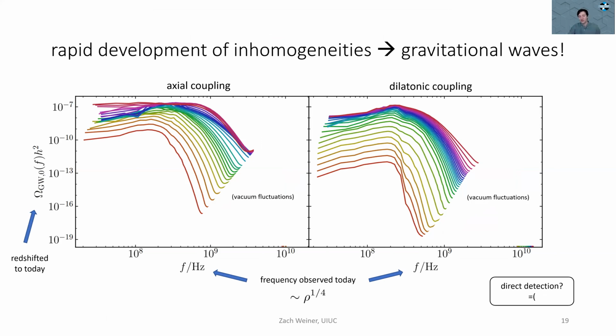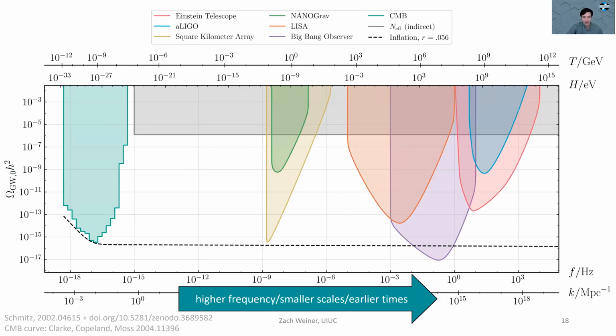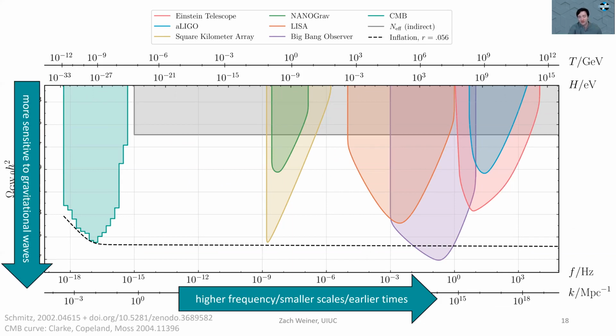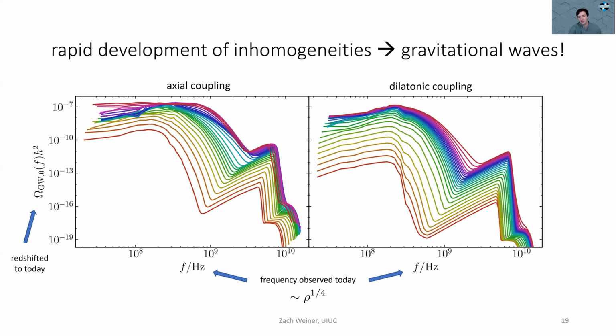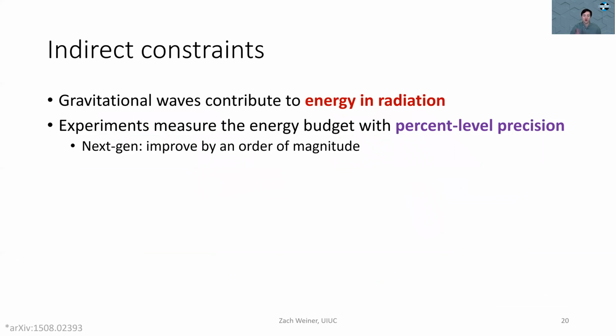But the other thing to notice is that these signals are rather booming. They peak at 10 to the minus 7, and 10 to the minus 7 on this plot would be within the sensitivity of all of these experiments. So it's kind of unlucky that gravitational waves become so much harder to directly observe at higher frequencies, but we do have hope in the form of an indirect constraint.